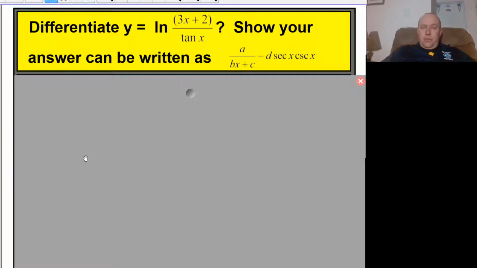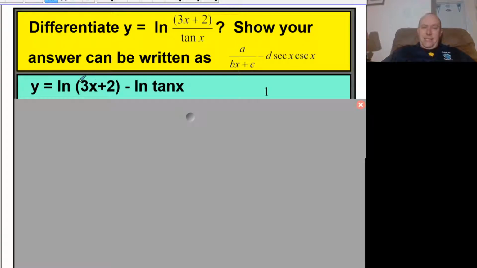So once we're doing those questions with logs, certainly think about, are there any rules we could use? So this one says differentiate this here, and show your answer can be written like this. As it's a log question, I should be thinking about rules for this. And I remember for my division questions that I can say it's the log of the numerator minus the log of the denominator. And then each question I can just go back and answer independently.